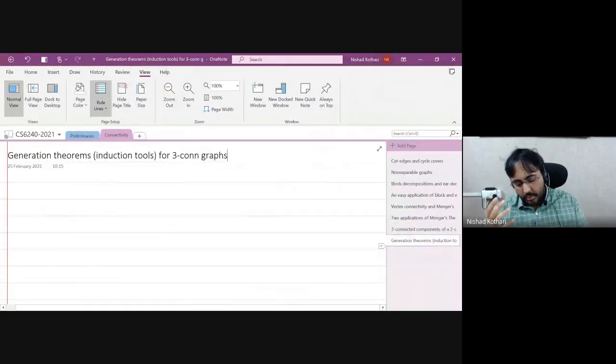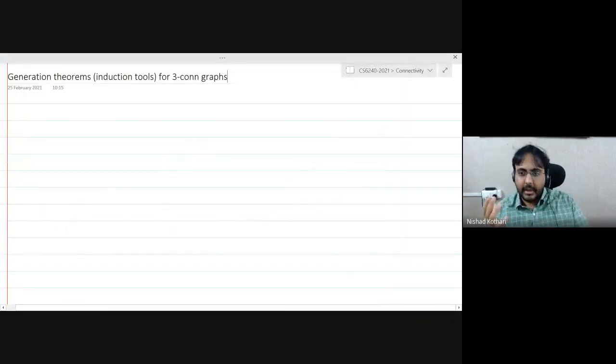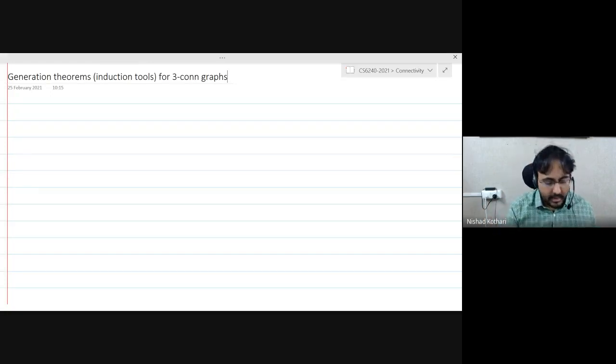We are going to look at generation theorems, or if you look at them in the reverse direction, then they are induction tools for three connected graphs. So let me start with an example. I'll just try to explain what this theorem looks like, and then we will go into the proofs.